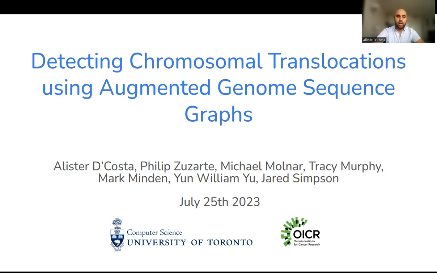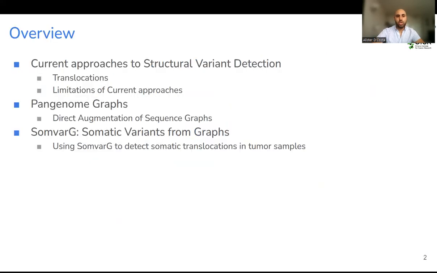I'll be talking to you today about some of the work that we've been doing on detecting chromosomal translocations using augmented genome sequence graphs. I'll start off by talking about some current approaches to structural variant detection, including translocations, and some of the limitations that we've found to these approaches. I'll then be talking about pangenome graphs, including the direct augmentation of sequence graphs, before presenting SOMVARG, somatic variants from graphs, and showing how we can use our tool SOMVARG to detect somatic translocations in tumor samples.